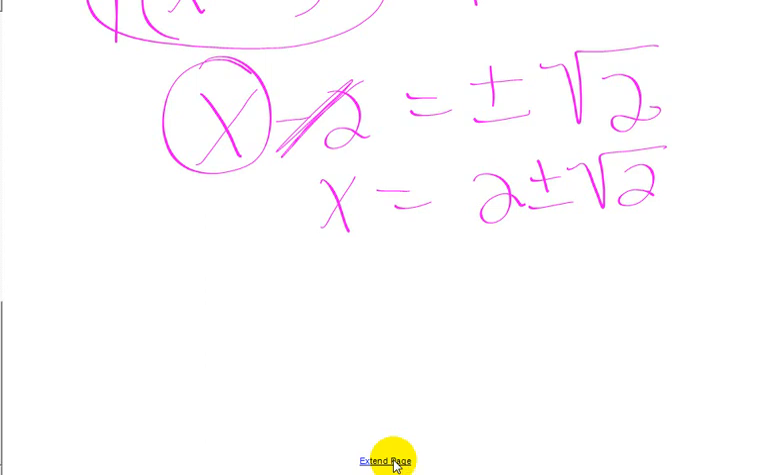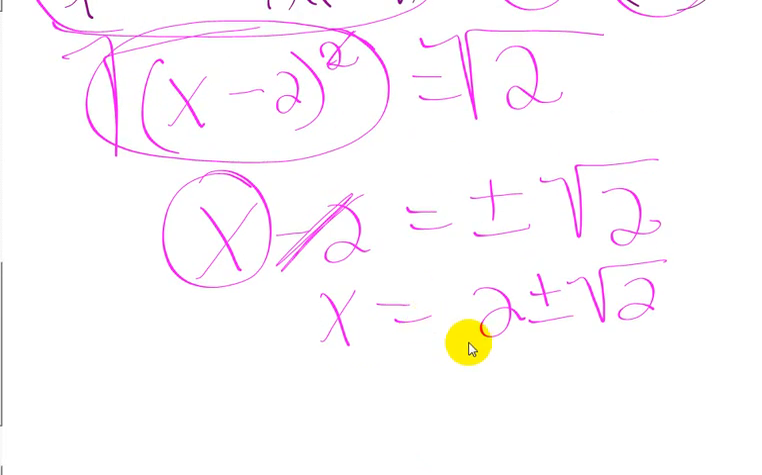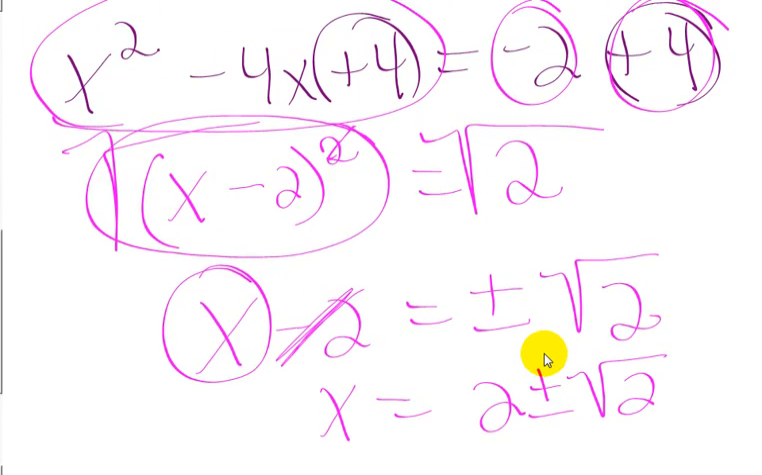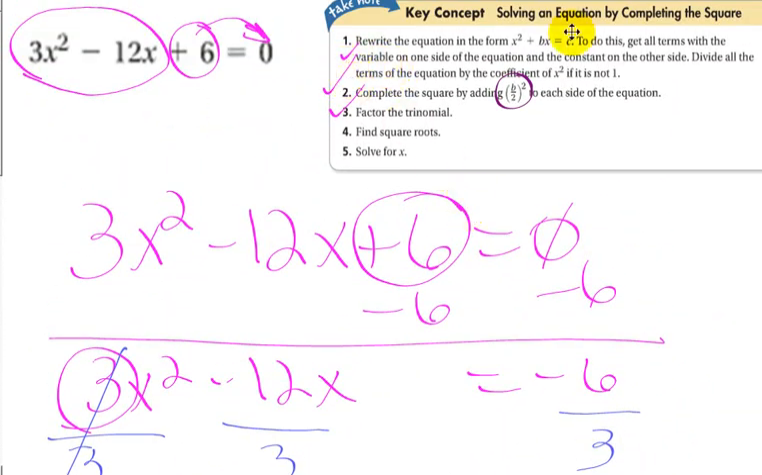Two different answers. And actually, those points are where this parabola is going to cross the x-axis, wherever those fall. All right? Any questions? All right. So that's how you solve an equation by completing the square.